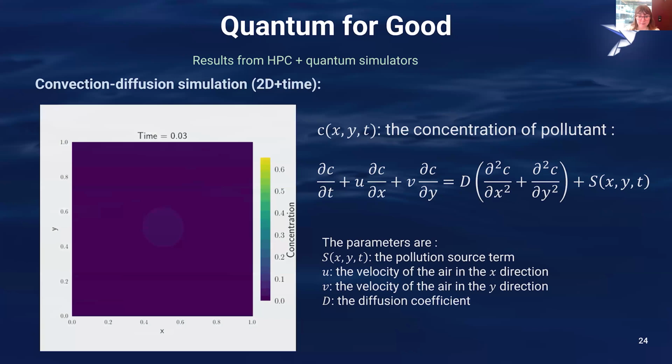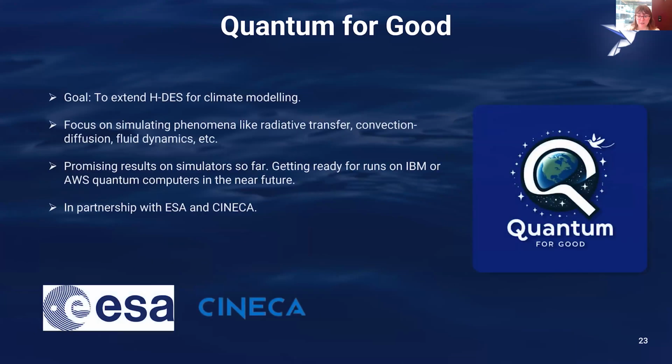But accurate climate simulations are critical for, for example, mitigating the impact of climate change and for optimally exploiting renewable energy resources. So although we're a long way from full climate simulations, it's important for us to start exploring this domain as quickly as possible. And for this work, we have two major research partners, the European Space Agency, ESA, and also Cinica, which I think is Italy's largest HPC center.